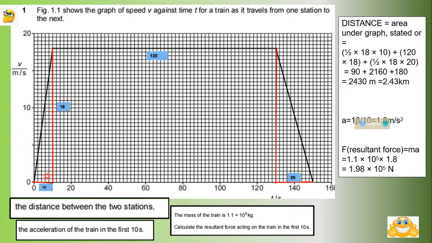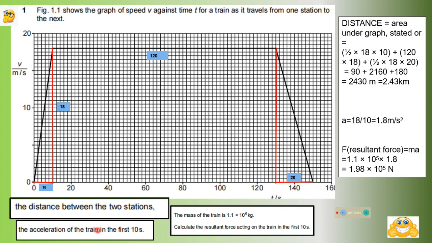The area of this triangle is 1/2 multiplied by base multiplied by height. Base is 10, height is 18. The area of this rectangle is the multiplication of these two sides, 18 multiplied by 180, and again the area of this triangle is 1/2, base is 20 and height is 18. So the answer is 2.43 kilometers.